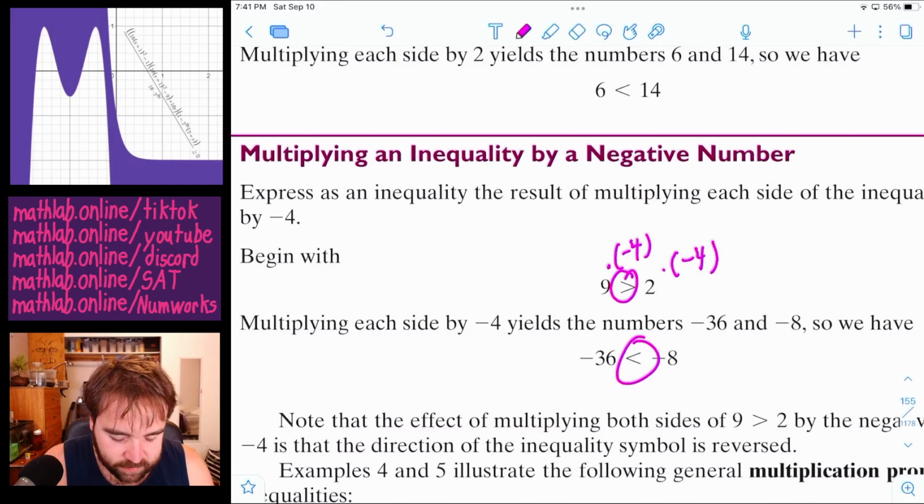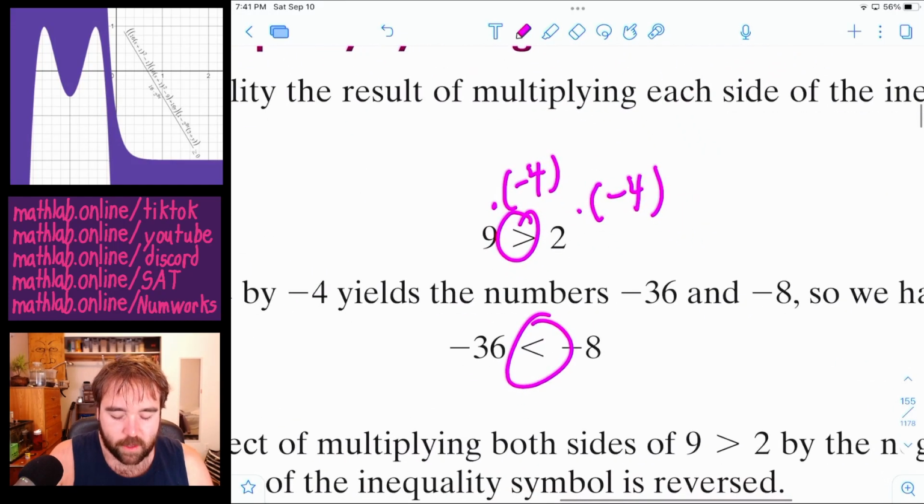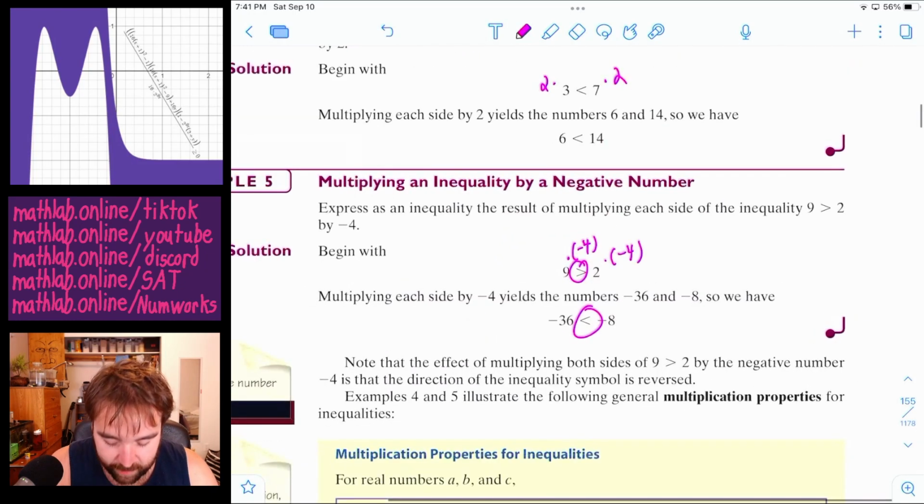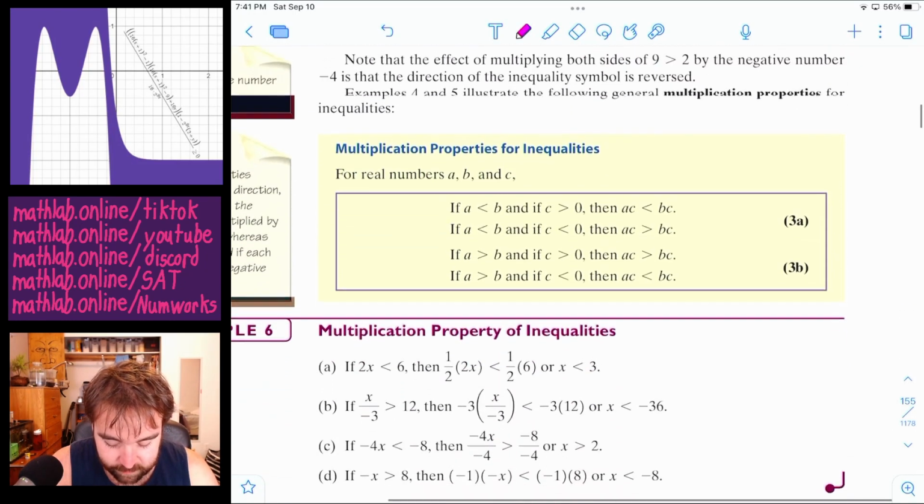And so they're just showing this example. Like, look how that has to be true. Because if 9 is greater than 2, when you multiply by the negative, you're not going to say that negative 36 is greater than negative 8. That's not true. Negative 36 is less than negative 8. So every time you multiply by a negative, that's going to happen. That's critical. That's super, super critical.